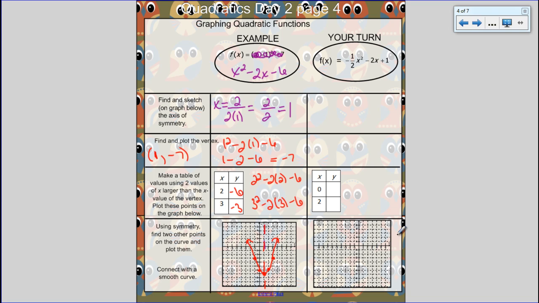So now I want you to try it. Do this one right here. See if you can find the axis of symmetry, the vertex, plot your 2 points, use your symmetry, and make a graph, and then come back and check your answer.